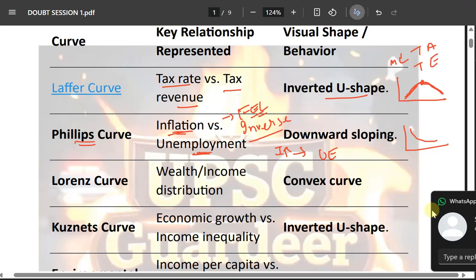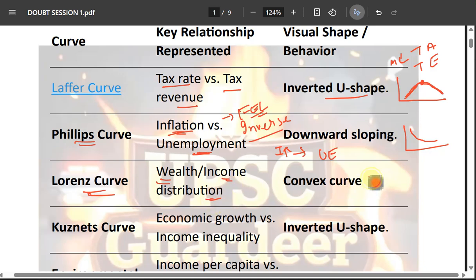Okay, we'll move to the next one, that is the Lorenz curve. The Lorenz curve shows wealth versus income distribution. It is a convex curve. How much wealth is absorbed in the economy, and how much income is distributed between the people. How the rich people generate the wealth and how much of this wealth is distributed with the income of all the people in the economy. That relation is studied by Lorenz, so it is called the Lorenz curve. Know this much; for prelims this much is enough. For mains we can go deeper in upcoming classes.